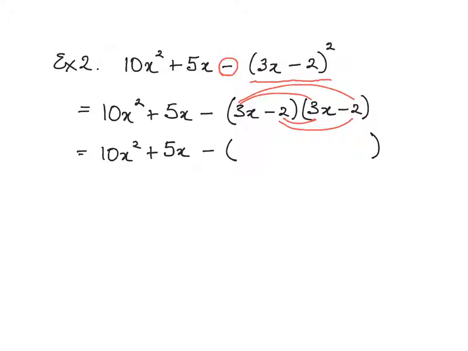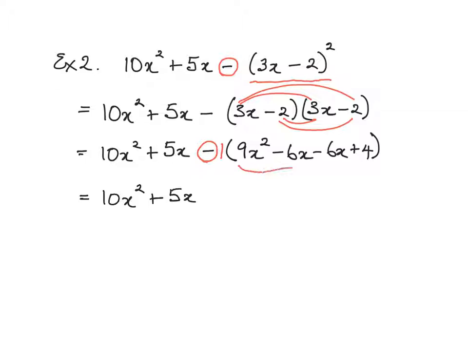So what do I have? I have 3x times 3x, 9x squared, minus 6x, minus 6x, plus 4. What happens next? 10x squared is unchanged, plus 5x is unchanged. Now, this negative here acts like a multiplying negative 1. In fact, we could put in a 1 in front of the bracket. So if I was to expand this whole bracket by multiplying by negative 1, here is what happens.